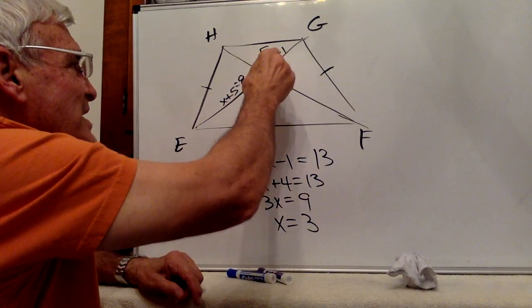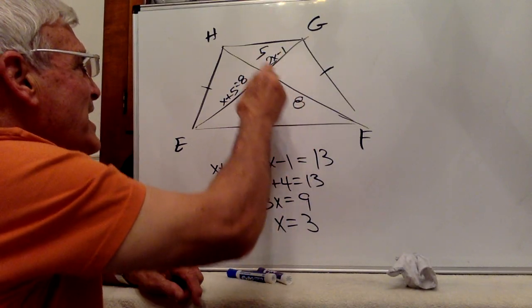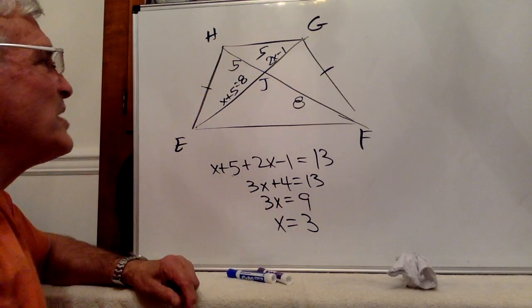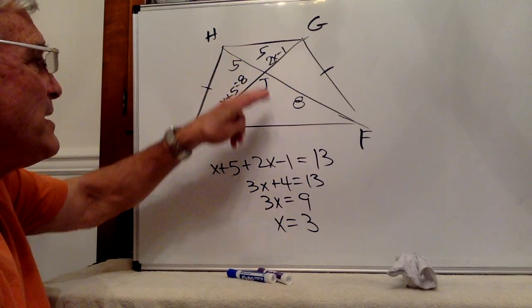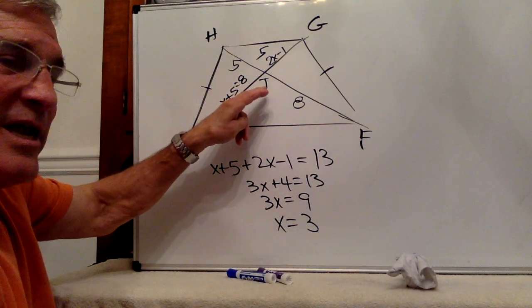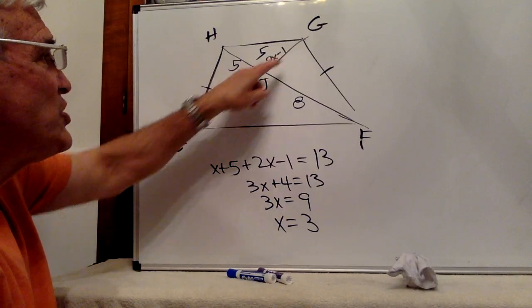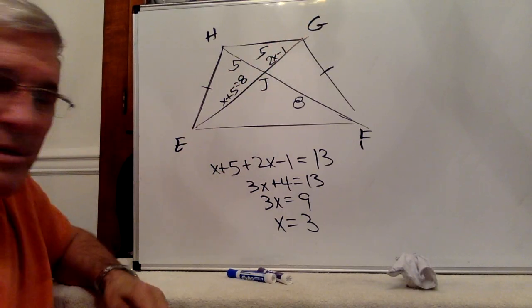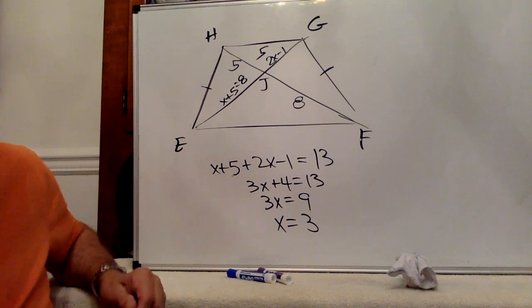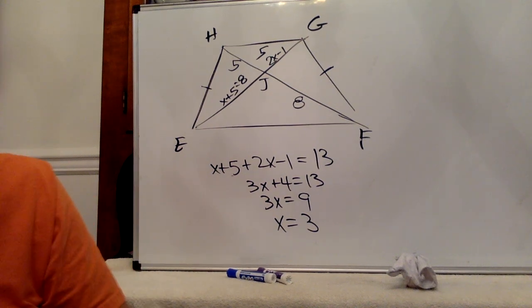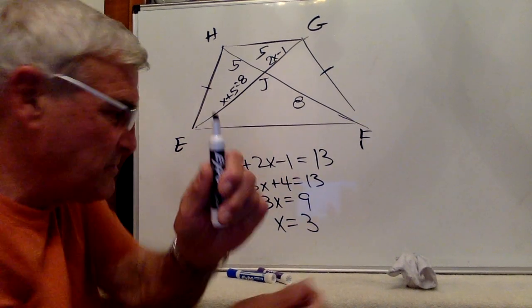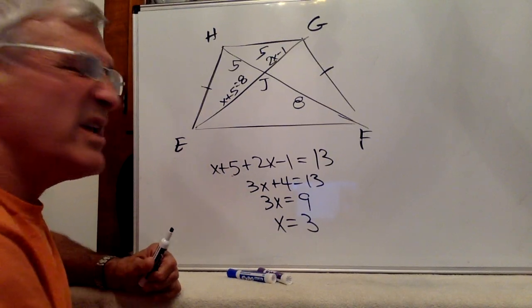So if that's 8 and that's 5, this is going to be 8, and this piece is also going to be 5. So EJ is 8. FJ, which they didn't ask for, is also 8. HJ and JG are both 5. Okay? Hopefully you understand this one now.